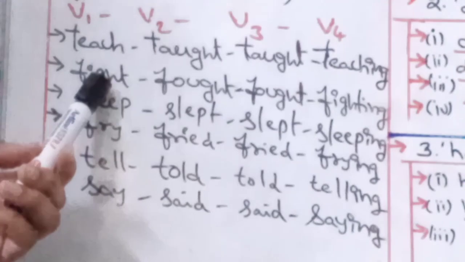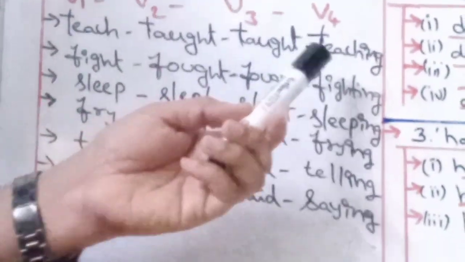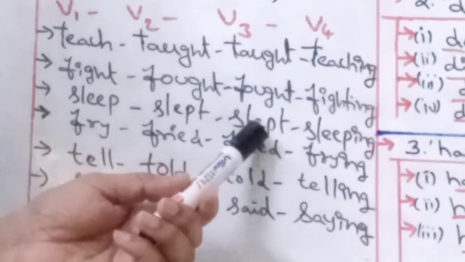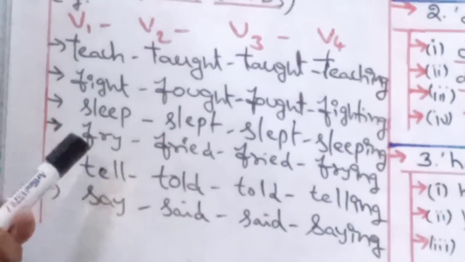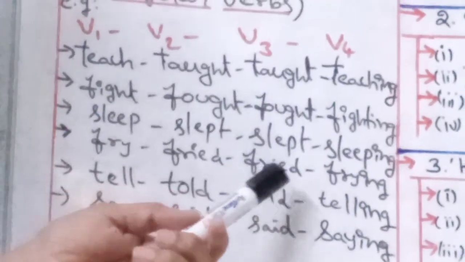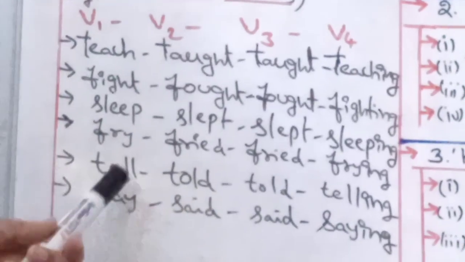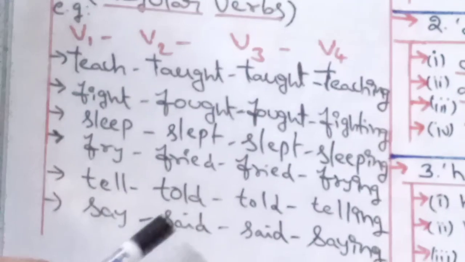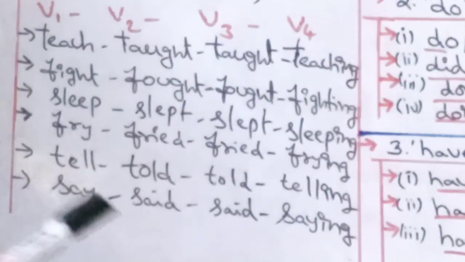And the next one, fight, fought, fought, fighting. Next one, sleep, slept, slept, sleeping. Next one, fry, fried, fried, frying. Next one, tell, told, told, telling. Another one, say, said, said, saying.